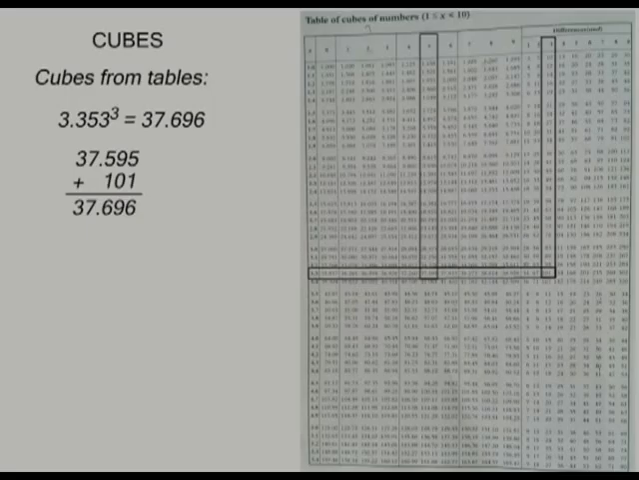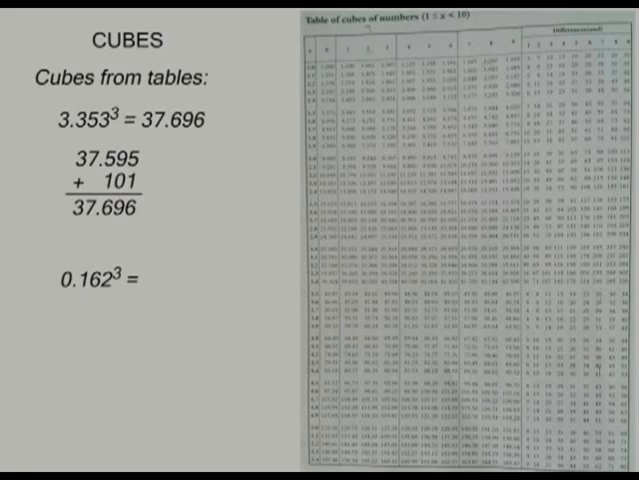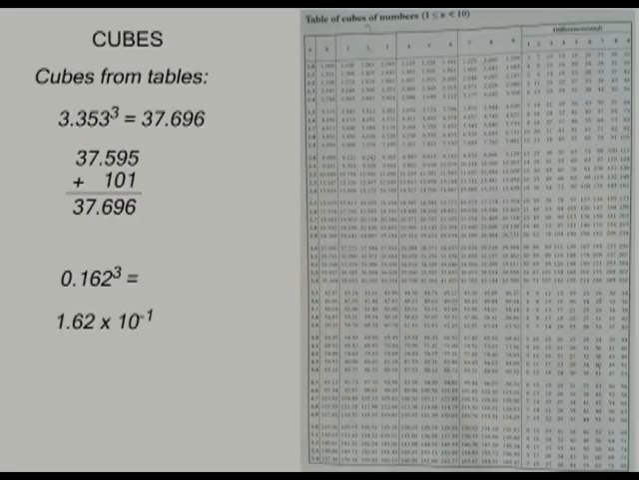Now, the tables of cubes of numbers give the cubes of numbers from 1.000 to 9.999. For numbers less than 1 and greater than 9.999, we first convert them into standard form. For example, 0.162 cubed. In standard form, that is 1.62 times 10 raised to power negative 1. And then everything cubed.